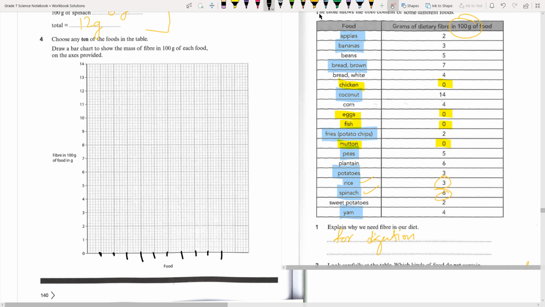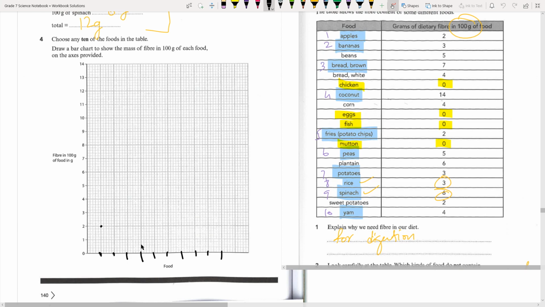So I will give them numbers from here, right? I will call it 1, 2, 3, 4, 5, 6, 7, 8, 9, and 10. Remember, you're supposed to write the names with the food name. I'm just going to do this in a very simple manner. So for apples we have 2, so that's where our bar chart is going to end up, right? I'm going to draw these lines later. I'm just going to mark these points, right?